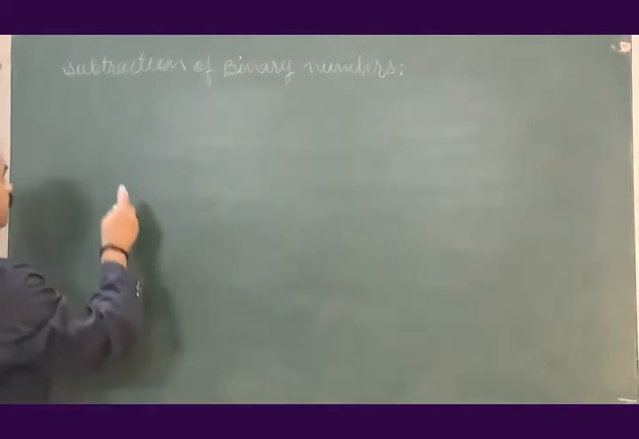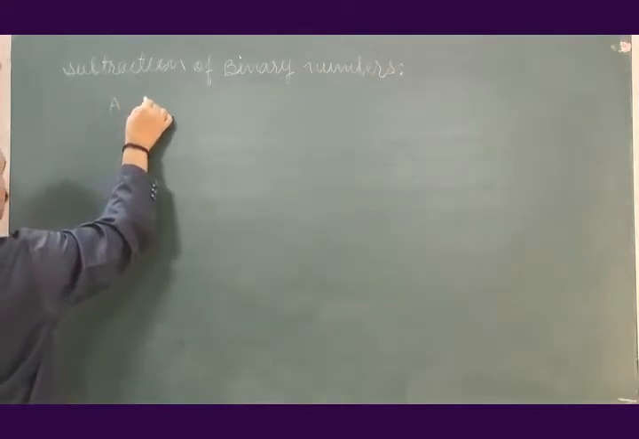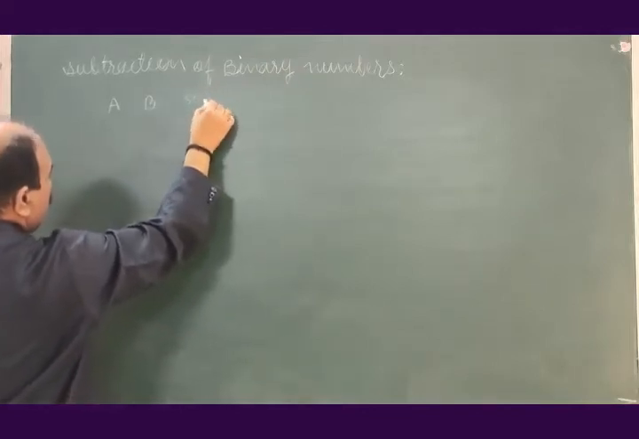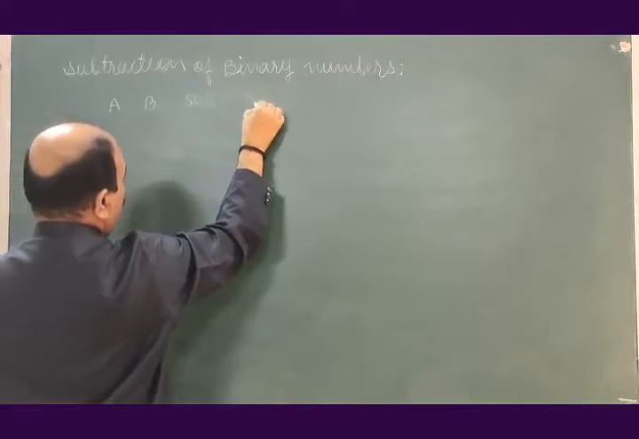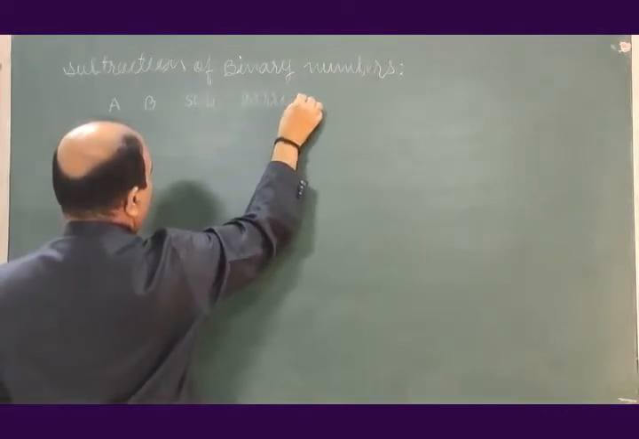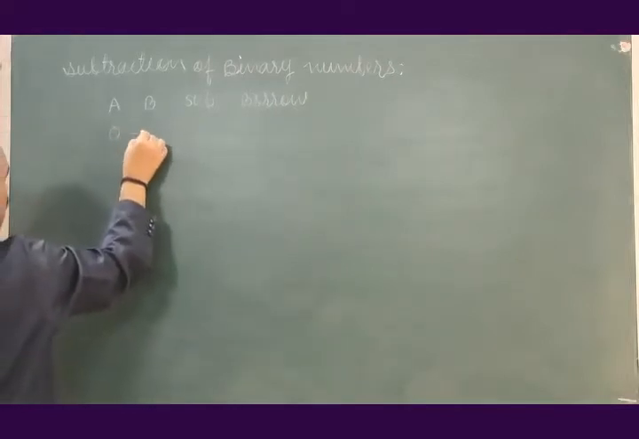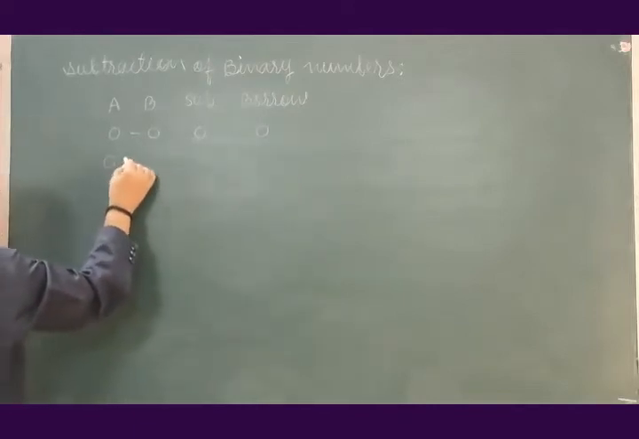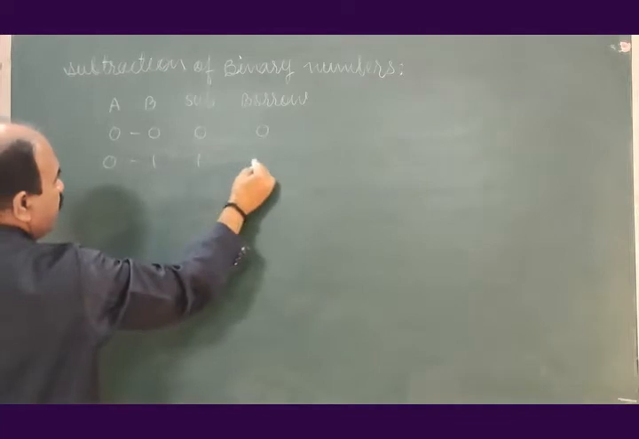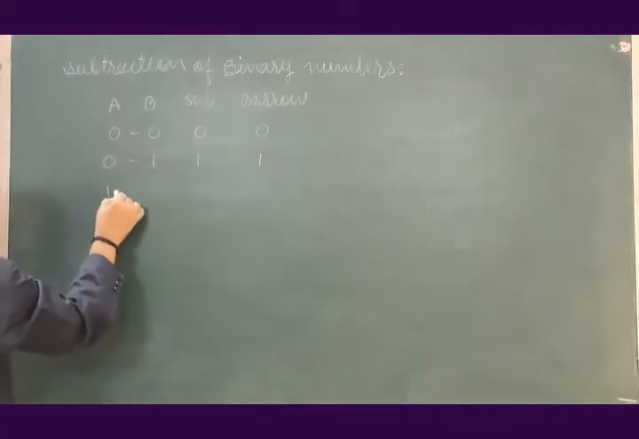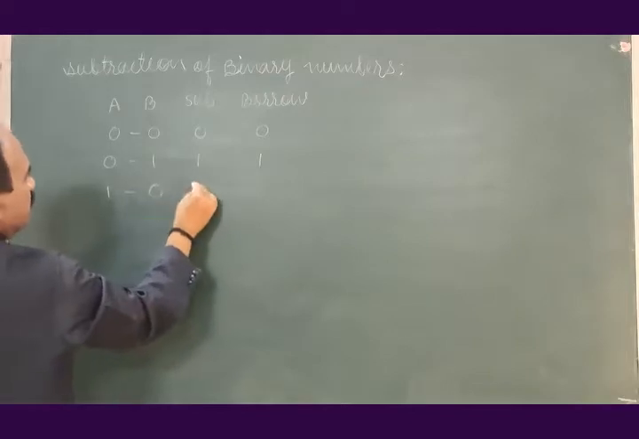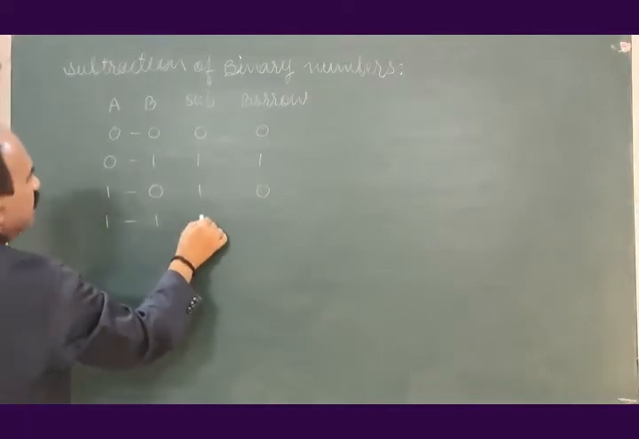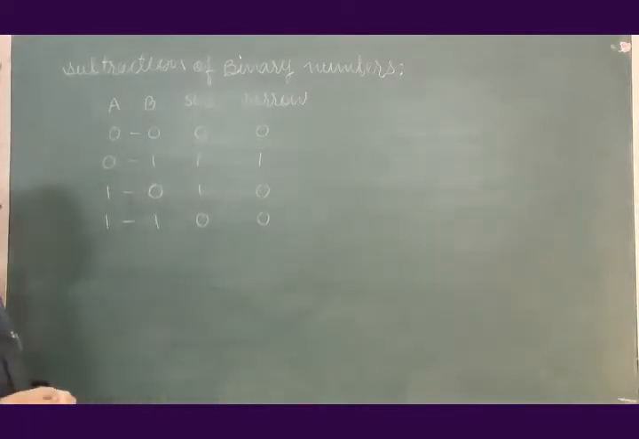The rules are, if inputs are only 2, this will be the subtraction, this will be borrow. 0 minus 0, subtraction 0, borrow 0. 0 minus 1, subtraction 1, borrow 1. 1 minus 0, subtraction is 1, borrow is 0. 1 minus 1, subtraction 0, borrow 0.